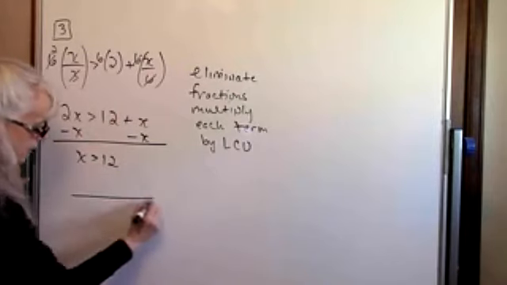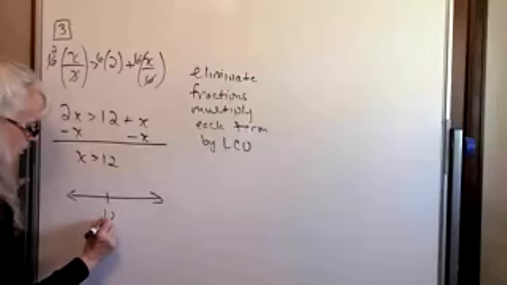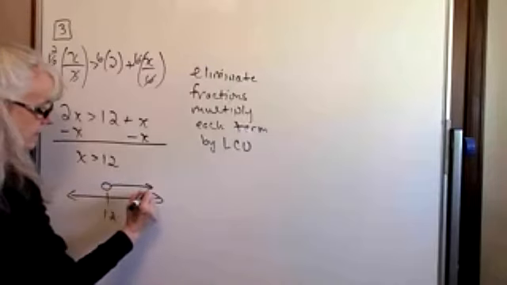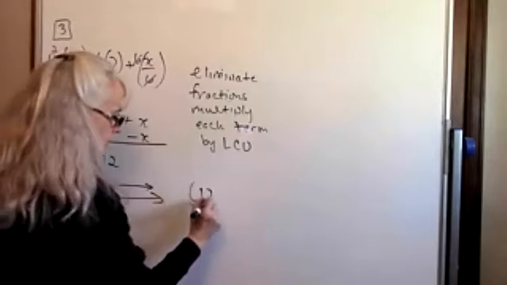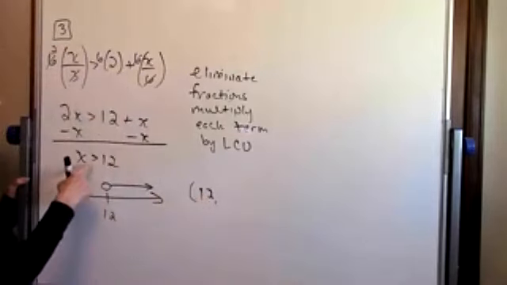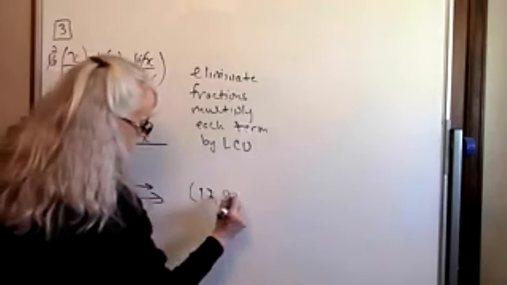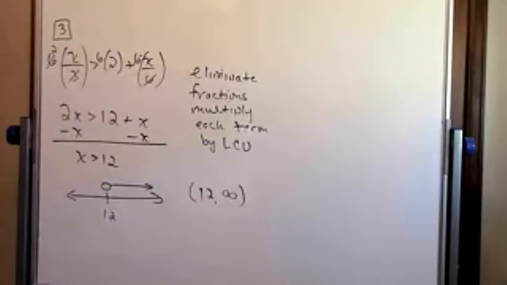Again, we're going to graph it. Here's our 12. Open circle going to the right because we need numbers bigger than 12. So our answer then is going to start at the 12 with the parenthesis. That's because of the open circle, because of the greater than, and heading off towards infinity with the parenthesis. So there's one involving fractions.